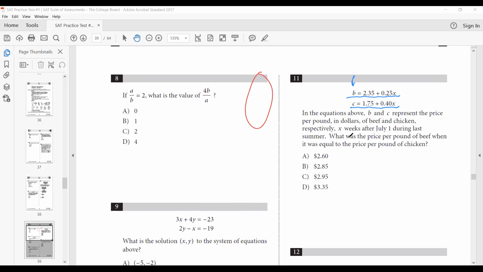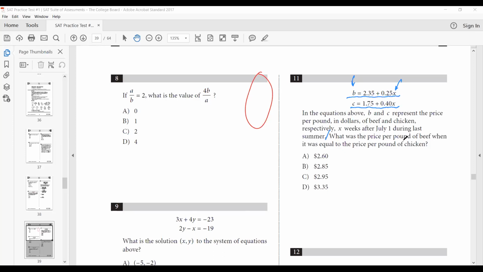So it means the prices change with the weeks, with the time. Something like, the first week will be 0.5, just a 1/4 increase every week for the beef. And for the chicken, C means chicken, the chicken price increases 40 cents per week. So let's see what the question is.